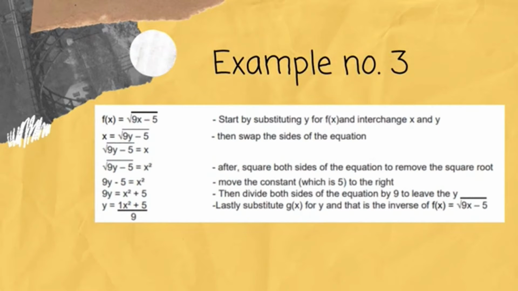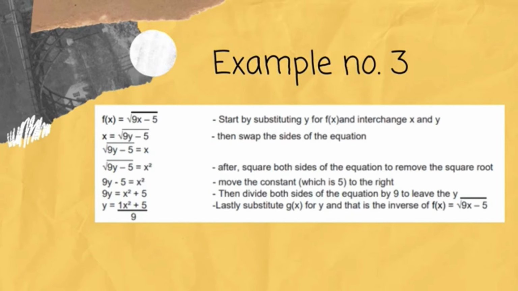For example number 3, f(x) equals square root of 9x minus 5. We have to start by substituting y for f(x) and interchange x and y, just like what we did in example number 2. After that, it will turn into x equals square root of 9y minus 5. Then again, swap the sides of the equation. So it will turn into square root of 9y minus 5 equals x.